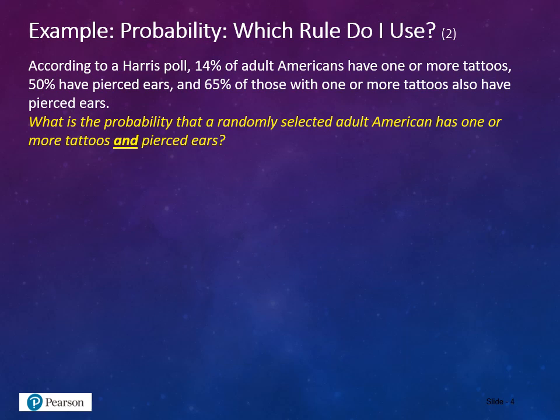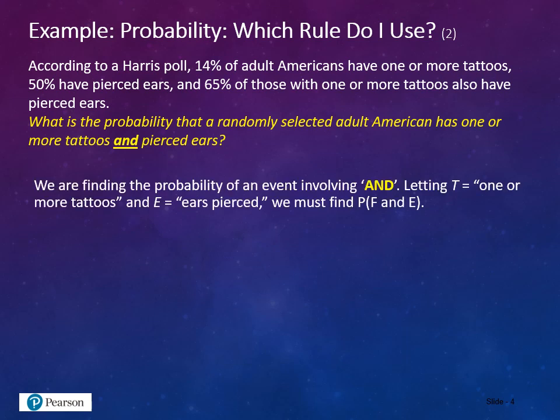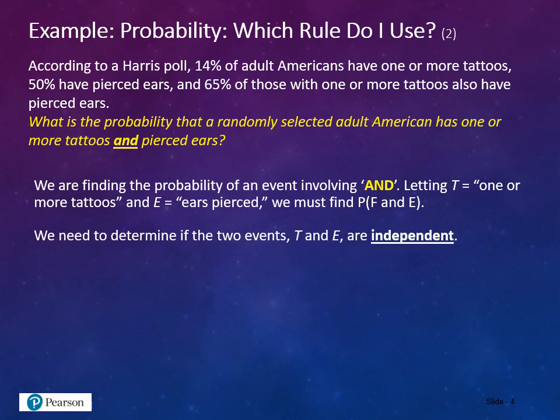Let's look at another example. According to the Harris poll, 14% of adult Americans have one or more tattoos, 50% have pierced ears, and 65% of those with one or more tattoos also have pierced ears. What is the probability that a randomly selected adult has one or more tattoos and pierced ears? Since we're finding the probability of an event involving the word and, we let T equal one or more tattoos and E equal ears pierced. Then we must find the probability of T and E.